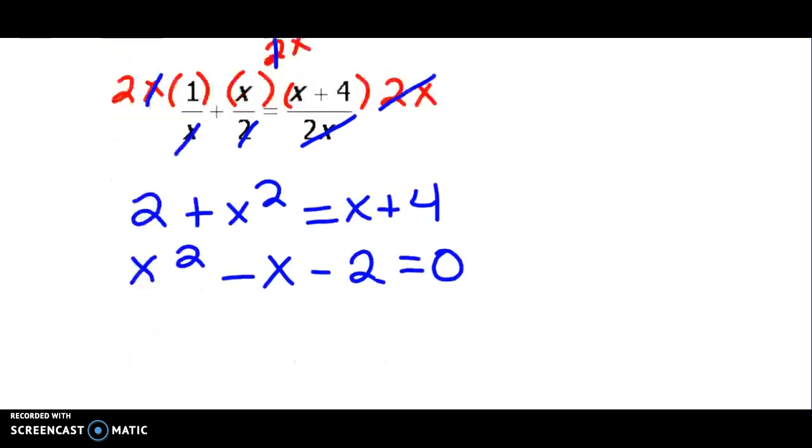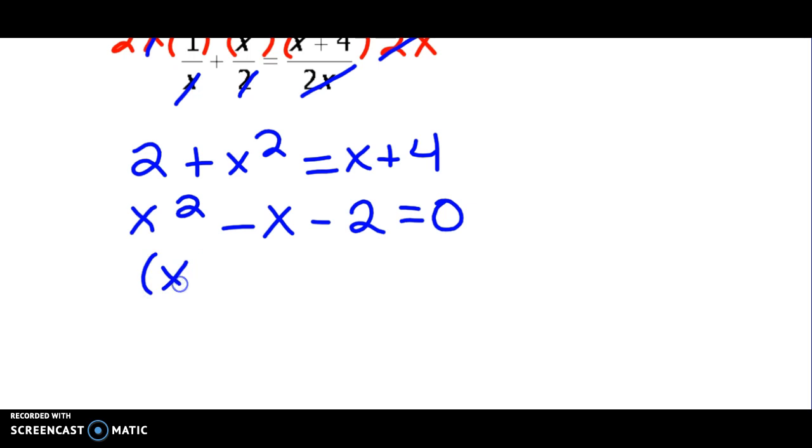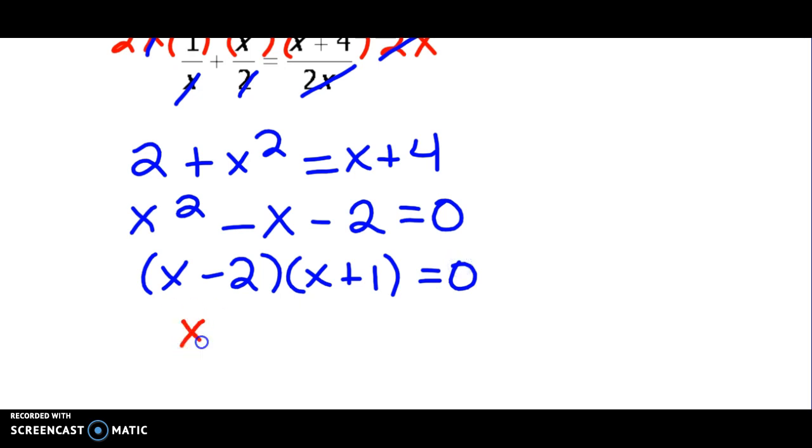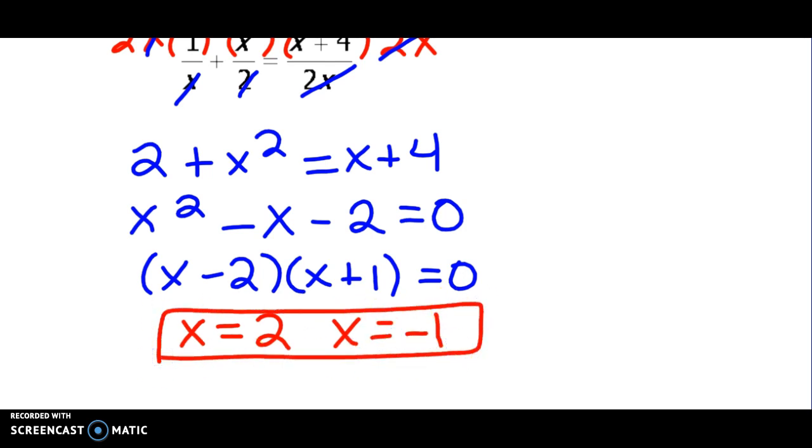Factor and simplify. x minus 2, x plus 1 equals 0. And we get x equals 2 and x equals negative 1, and we would want to check those solutions.